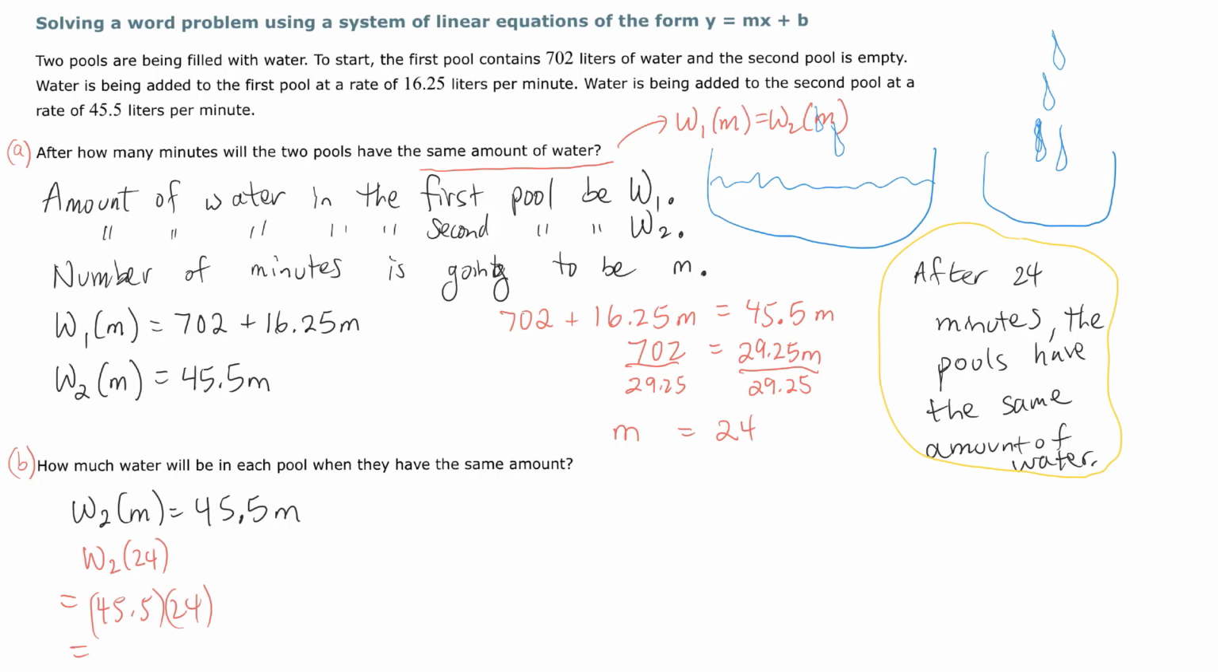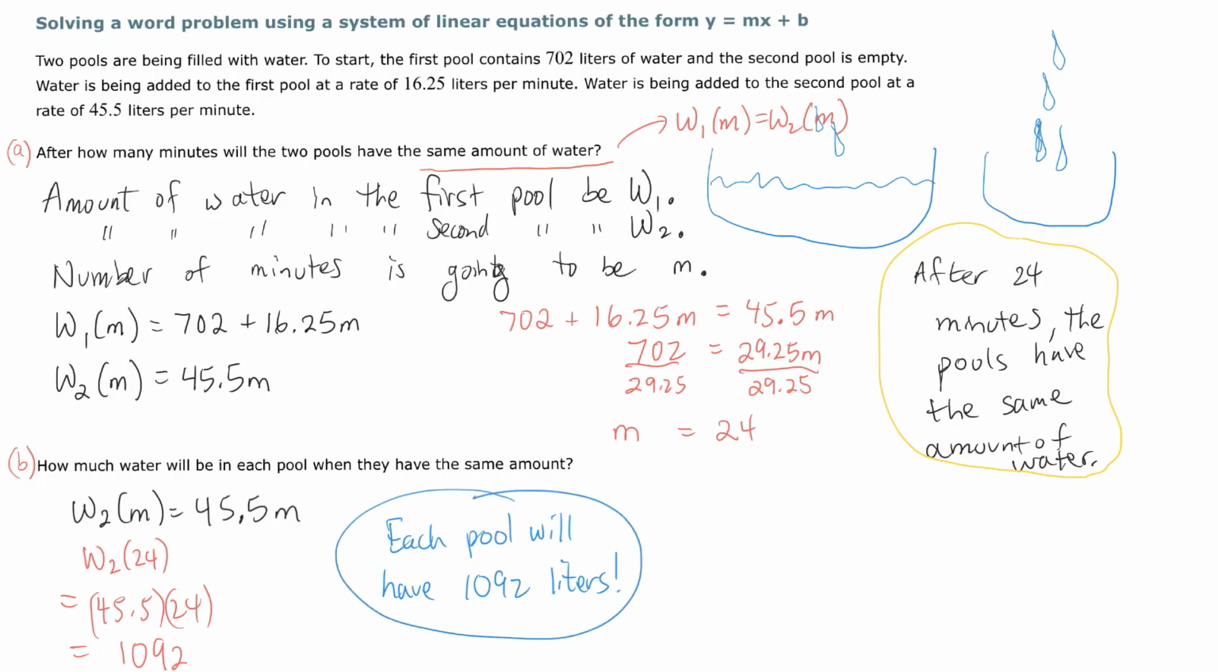And we get 1092. Now that's not 1092 gallons. Make sure you get your units right. Let's say each pool will have 1092 liters. And there you go.